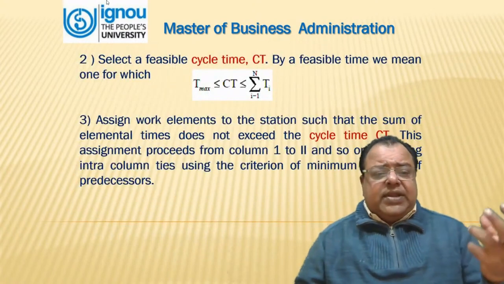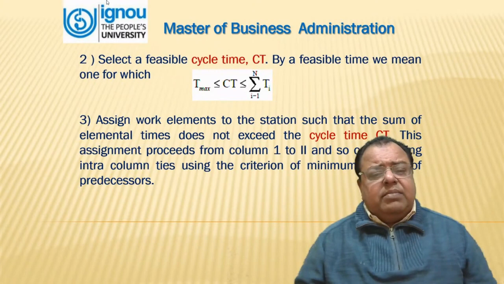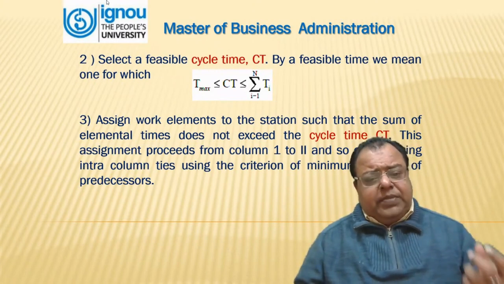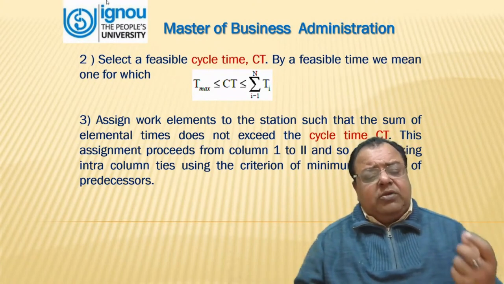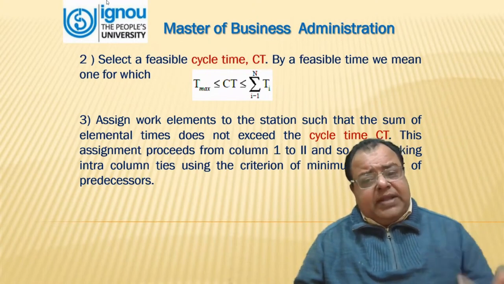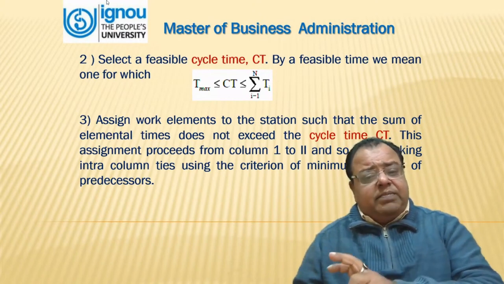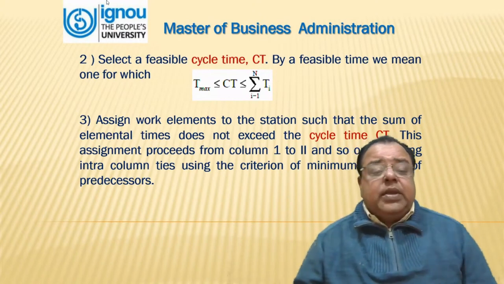Second, select a feasible cycle time, that is CT. And this is done by keeping this criterion into consideration: that the maximum task time should be less than the cycle time, and the cycle time should be less than the summation of all the work element times.